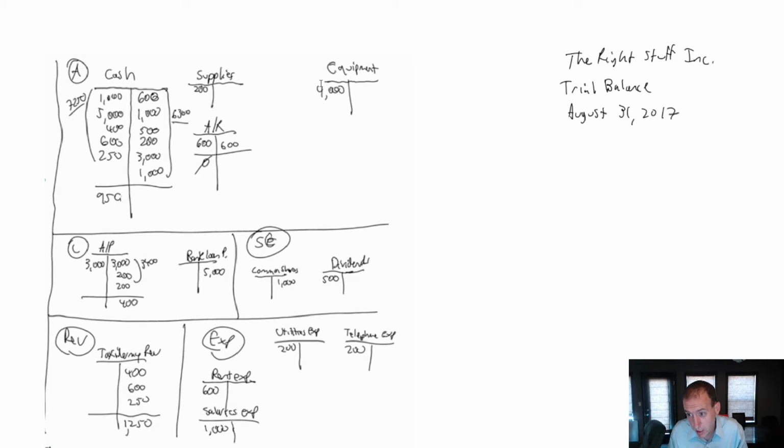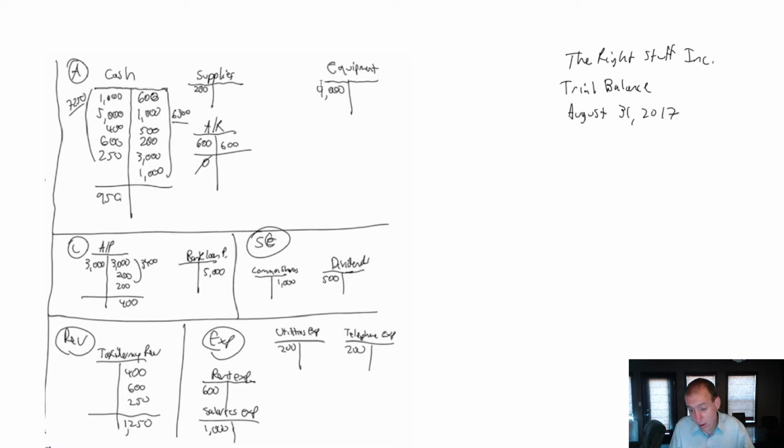Okay, ladies and gentlemen, into the final step of this problem on the Right Stuff Inc. You can see I have moved my T accounts, also called my ledger, over to the left. I have space for a trial balance on the right, and that's what we're going to learn to do. We're going to prepare a trial balance in this video.